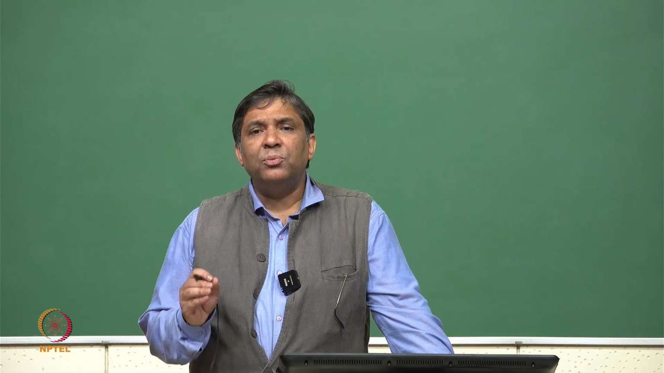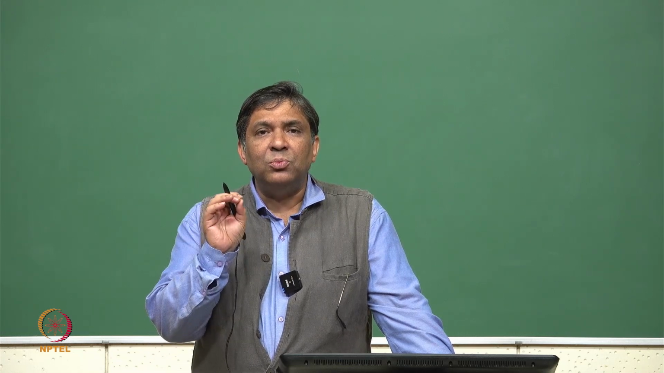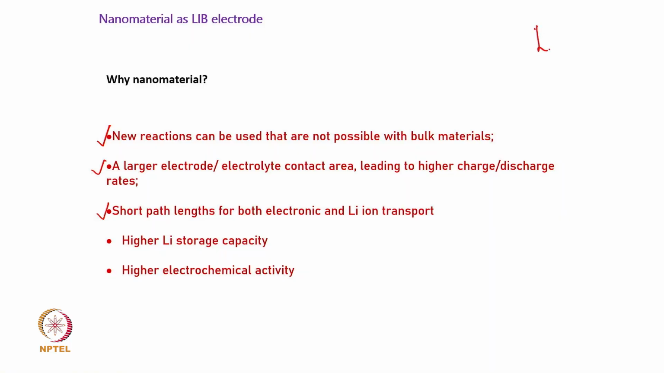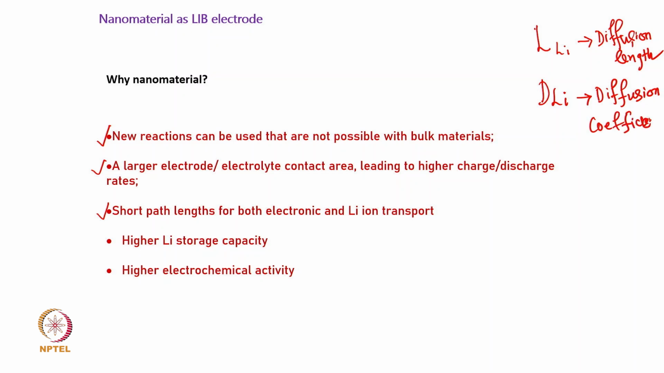The diffusion process is basically decided by two important parameters. One is the diffusion length of lithium. So, I can write L_Li, which is the diffusion length. Another is D_Li, which is the diffusion coefficient. So, this is important.